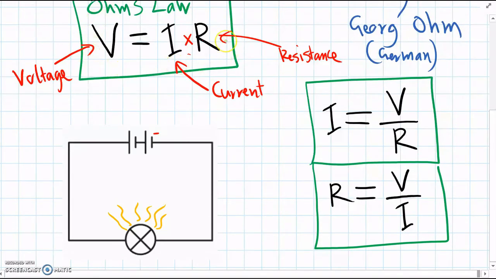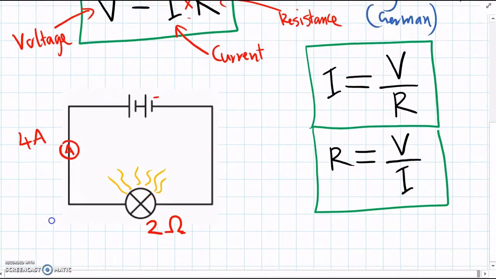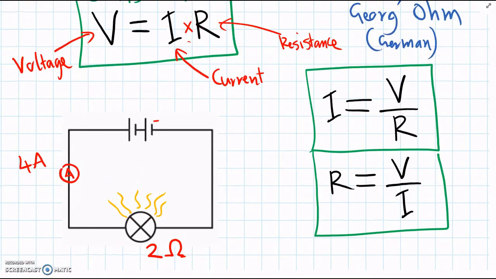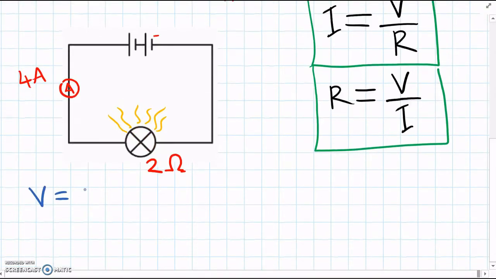So let's use the first example of Ohm's law. If we know the current, so if we have an ammeter here, and it's measuring 4 amps, and we know the resistance of this lamp, because it might say it on the box, its resistance is 2 ohms. So that means, according to Ohm's law, V equals I times R. So V equals, I is the current, V equals I times R.